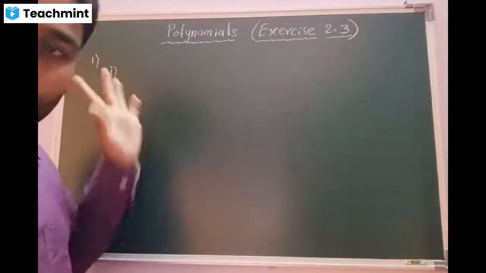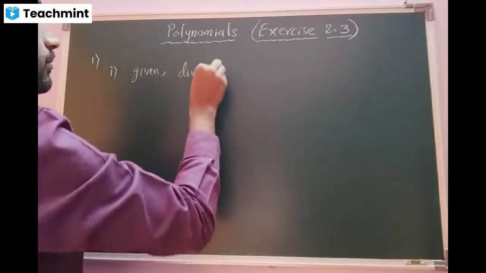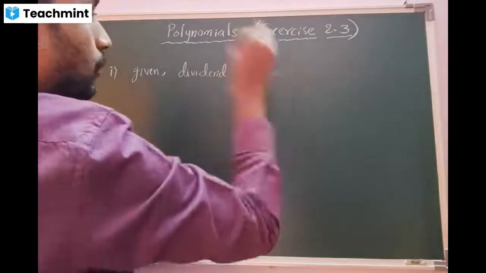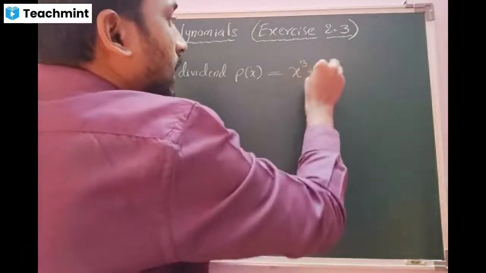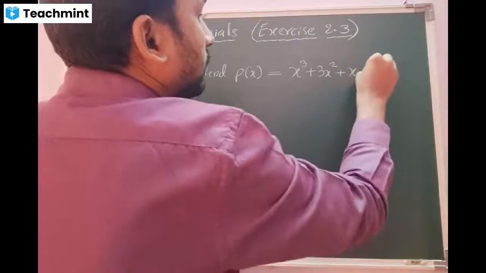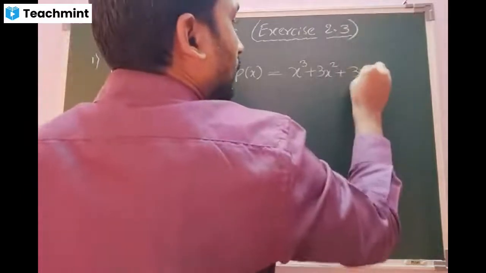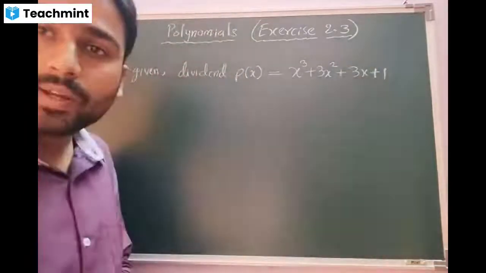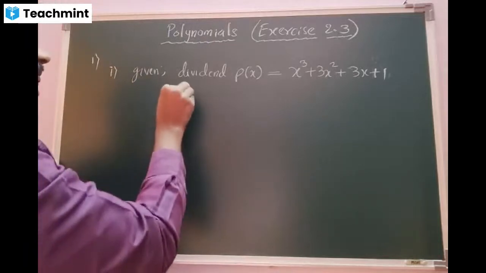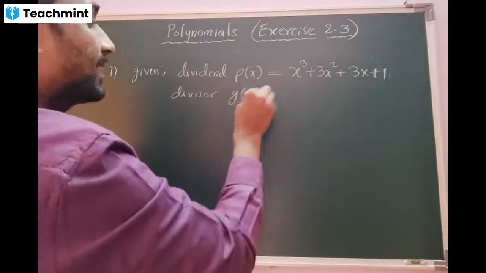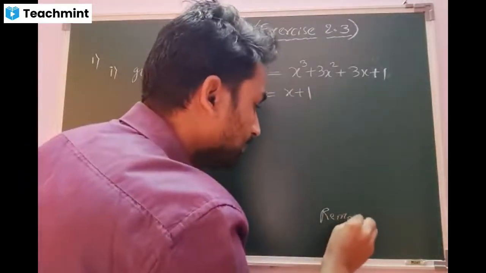In the first one, I'll go with the first question. Let me write given. Dividend, that is P of x, is equal to x cube plus 3x square plus 3x plus 1. This is P of x, the dividend, because they said this has to be divided. In the first one, what is the divisor given? x plus 1. What we are supposed to find? Remainder.